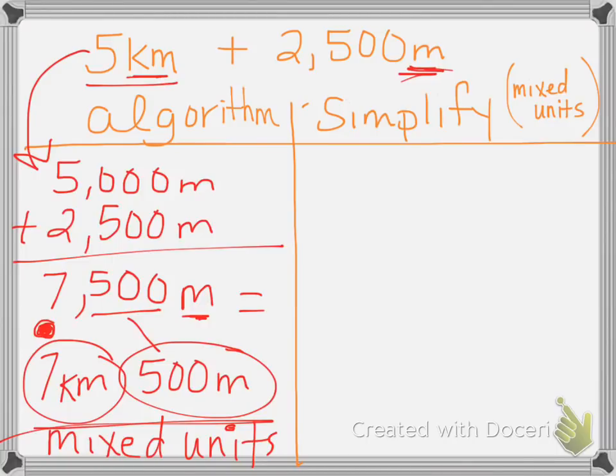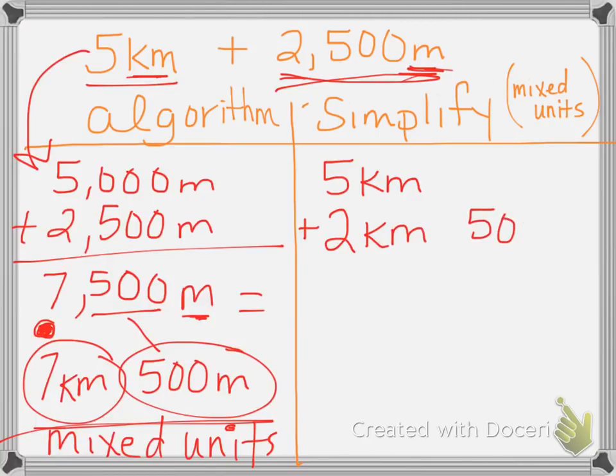Okay. Now, speaking of mixed units, what if I wanted to change my 2,500 into mixed units, then add it to my kilometers? I could do that as well. So what I could do is I could keep my 5 kilometers the same and add it to 2,500 meters, but I have to convert it. 2,500 is the same as 2 kilometers, 500 meters. Okay?